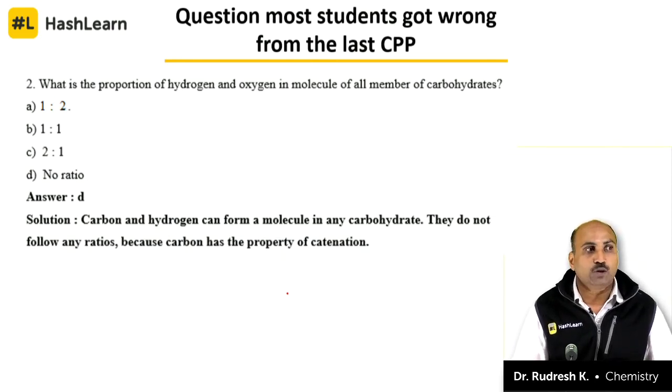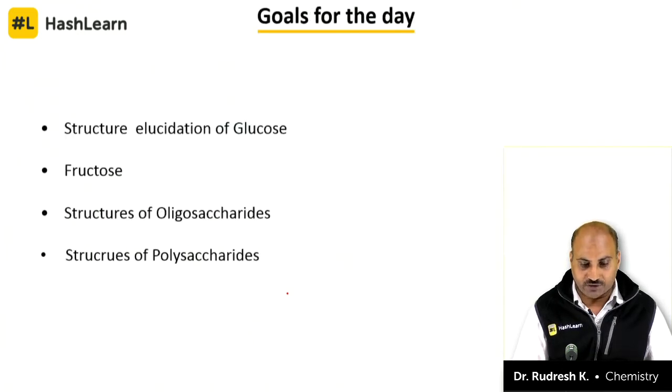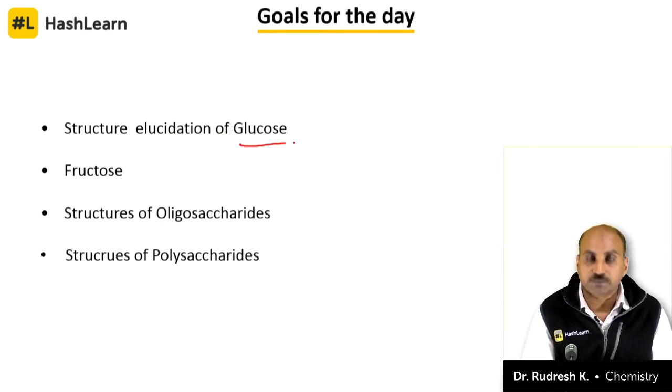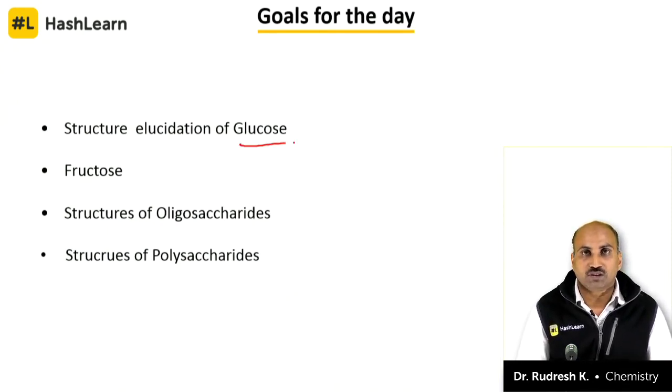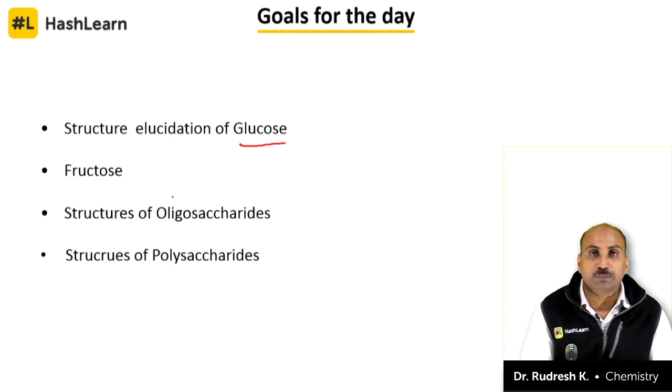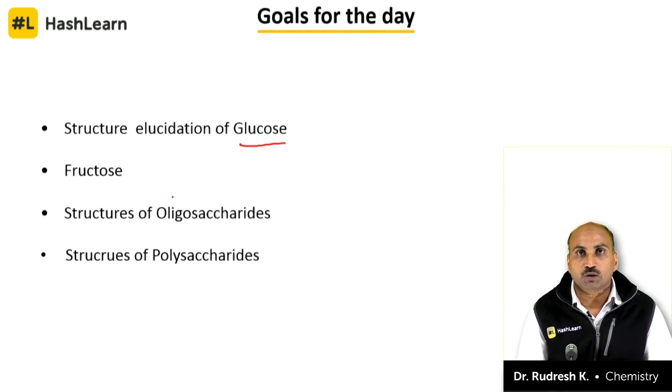So today we will be talking about the structure of carbohydrates. The goals for today's class are the structural elucidation of glucose, that is, the open chain structure, and how the glucose structure was actually established. Then we talk about the structure of fructose. These two come under the first category called monosaccharides.